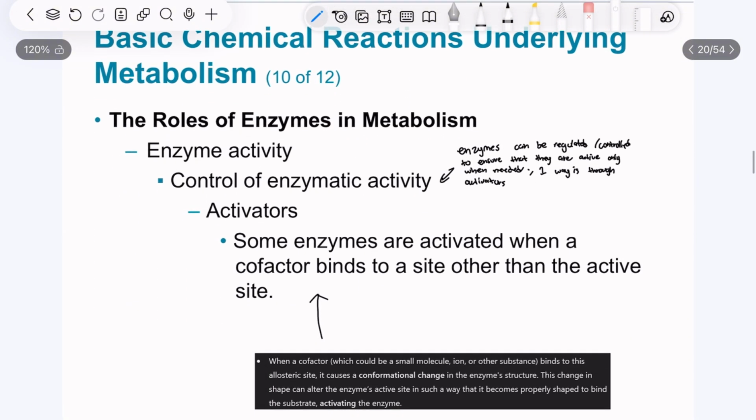And so then we move on to the control of enzymatic activity. Enzymes can be regulated or controlled to ensure that they are active only when needed. One way is through activators. Some enzymes are activated when a cofactor binds to a site other than the active site. In other words, when a cofactor binds to an allosteric site, it causes a conformational change in the enzyme structure. This change in shape can alter the enzyme's active site in such a way that it becomes properly shaped to bind the substrate, activating the enzyme.